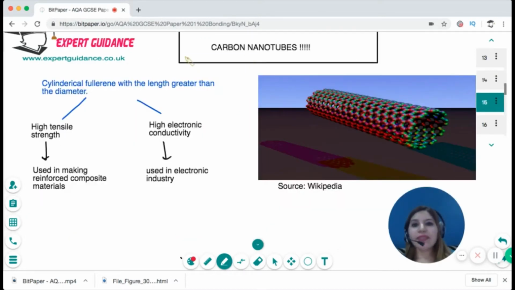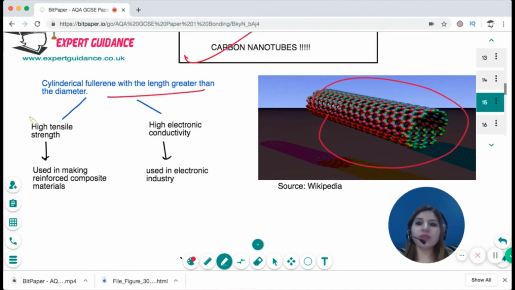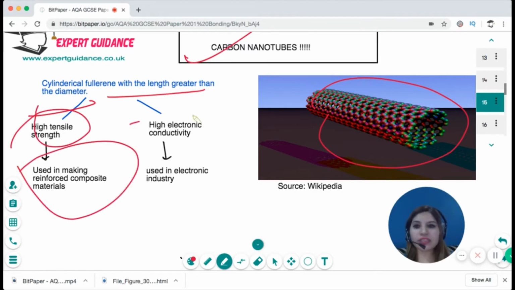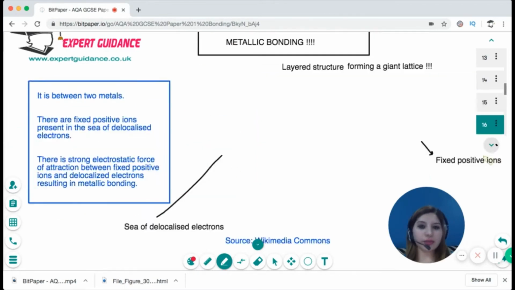Okay, and then we have carbon nanotubes, which look like this. They are cylindrical fullerenes with the length greater than the diameter. They have a high tensile strength, so they are used in making reinforced composite materials, and they have a high electrical conductivity, therefore used in the electronics industries.